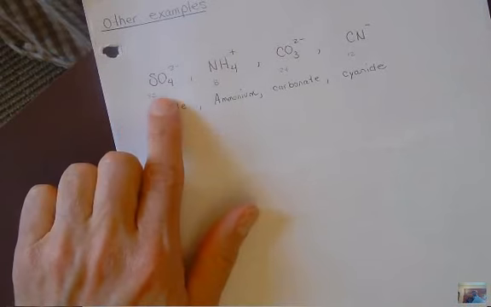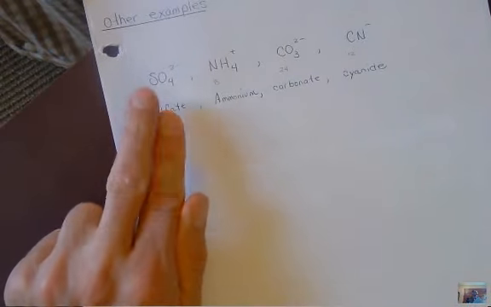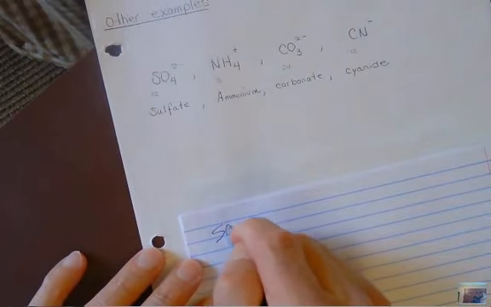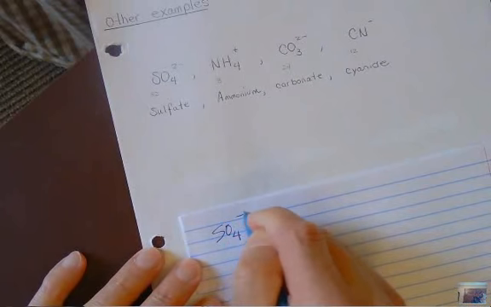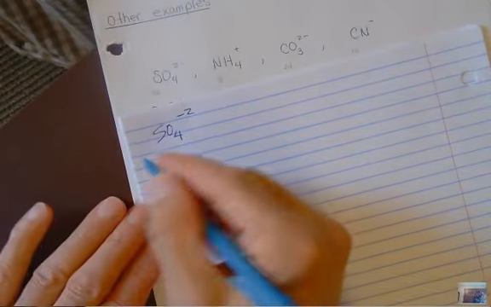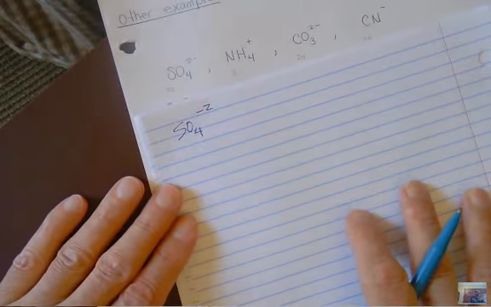So what are the questions? Draw the Lewis electron dot structure. What's the electron pair arrangement? What's the molecular shape? What's the bond angle? Okay, so first thing, SO4 minus 2. Okay, first thing you do, count up the valence electrons. You need to know how many electrons are participating in the process, right?